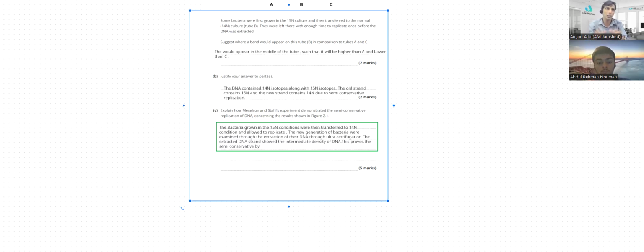So actually, the purpose of this Meselson and Stahl experiment was to justify the model of replication in DNA. Just by having this experiment, we are proving that DNA replication is a semi-conservative sort of replication. Are you getting this point?